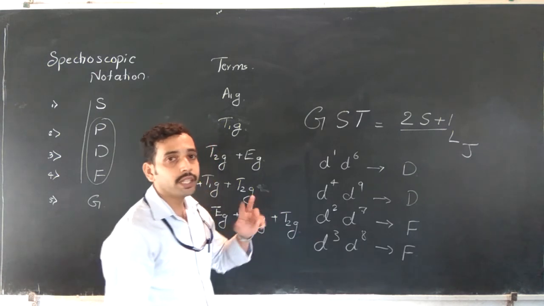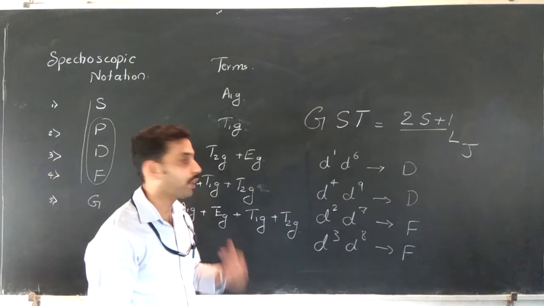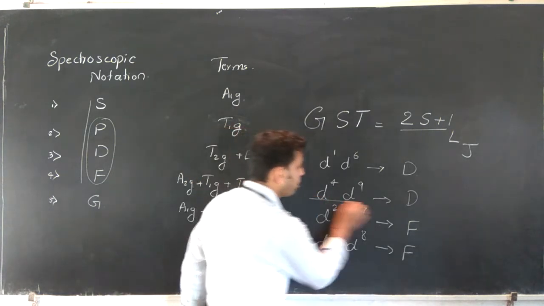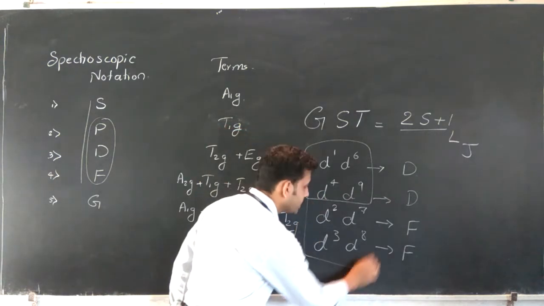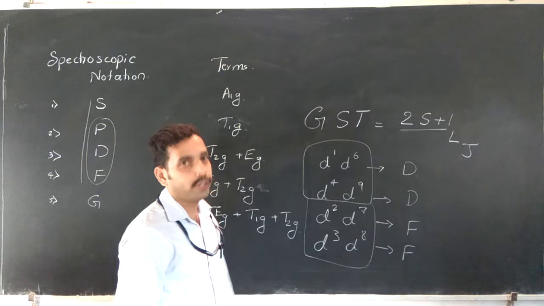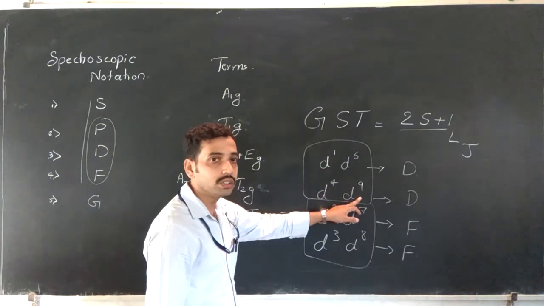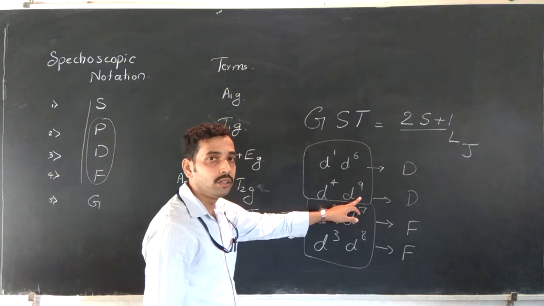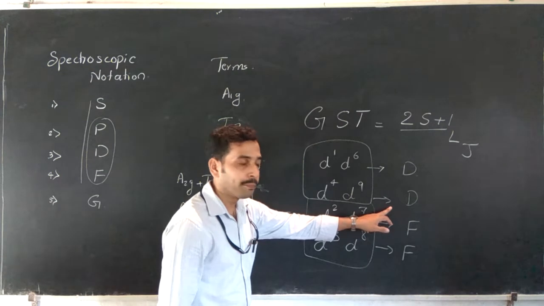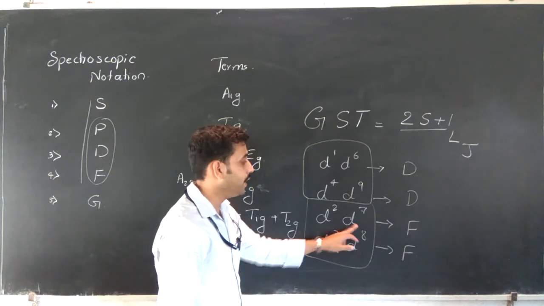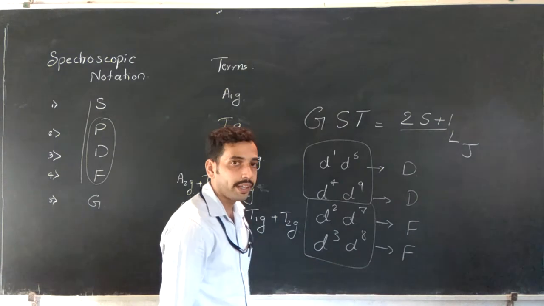In the Orgel diagram, there are two types: the D Orgel diagram as well as the F Orgel diagram. These four systems belong to the D Orgel diagram and these four systems belong to the F Orgel diagram. That means the d1, d6, d4, d9 systems show electronic spectra based on the D Orgel diagram, and the electronic spectra of d2, d7, d3, d8 systems are interpreted based on the F Orgel diagram.